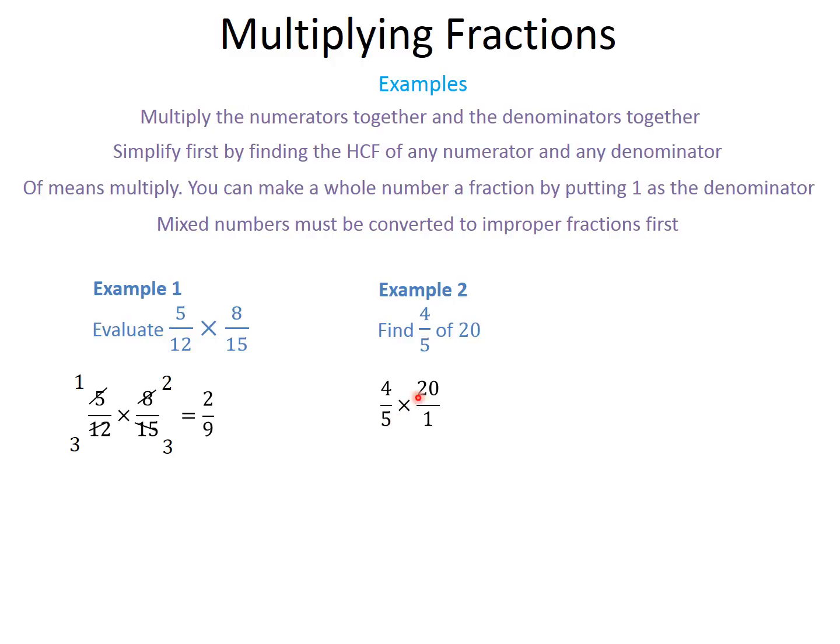Does anything in 5 and 20 work? And so I can go 5 goes into 5 once and into 20 four times. So let's fix that up. And now I've got 4 times 4 on top, 1 times 1 on the bottom. That means I get 16 over 1.